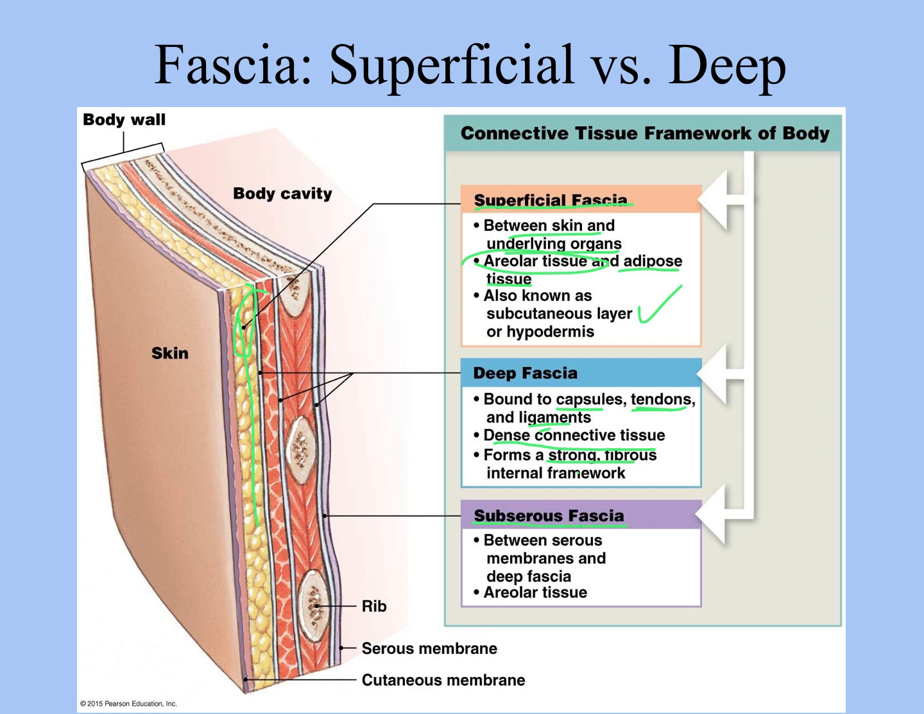And the last one is your subserous fascia, which if you're looking at this from superficial to deep, it is the deepest type of fascia that exists in your body. And you'll find it just superficial to the serous membrane. All right, and it's composed of areolar or that loose connective tissue that kind of binds things together.